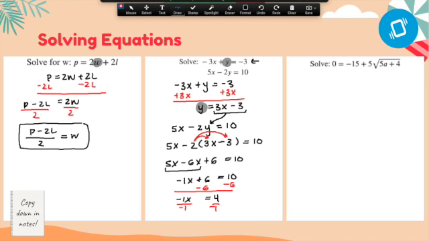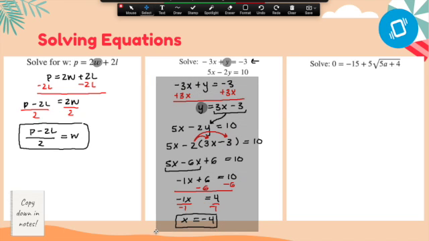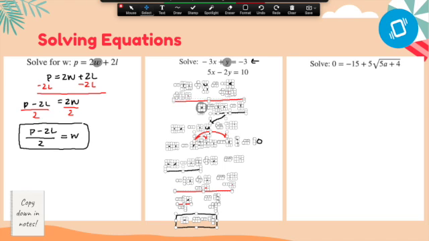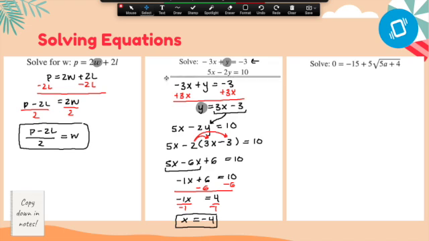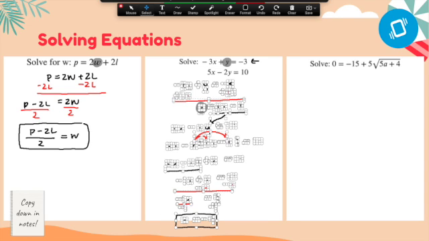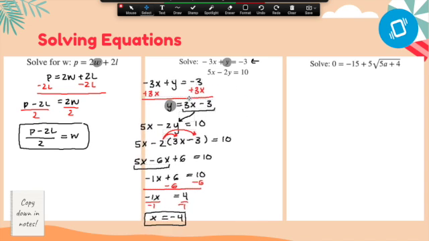When I do that, I'm left with x equaling negative 4. So once I have that value, the second value I need to find is the y one. To find the y value, let me move this all to the side. Okay. The next one that I need to find is the y value.